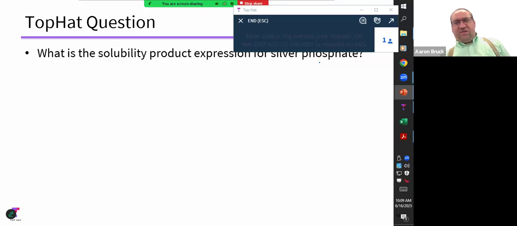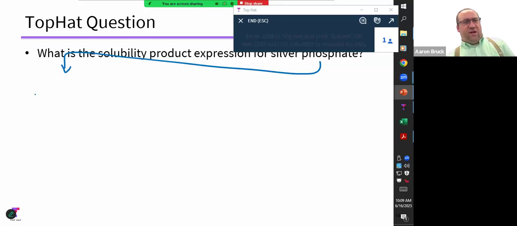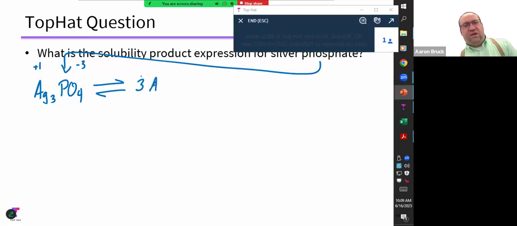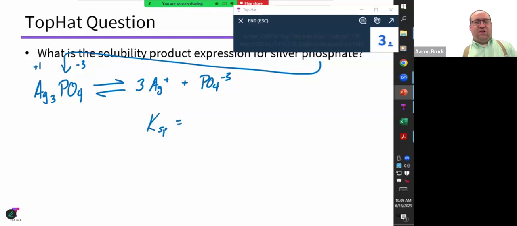And so the first question you'd have to ask yourself out of that is, well, what is the formula for silver phosphate? And if you remember that silver is a +1 ion and phosphate is a -3, the chemical formula for silver phosphate is Ag3PO4. So that would mean that it's going to break apart into 3 silvers and 1 phosphate. So what would that mean for its expression?